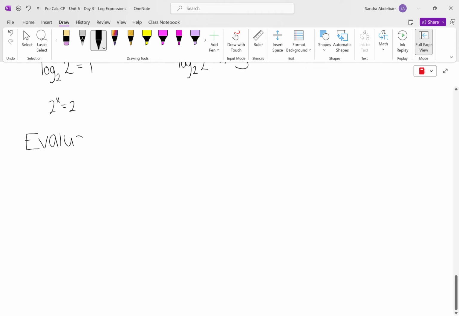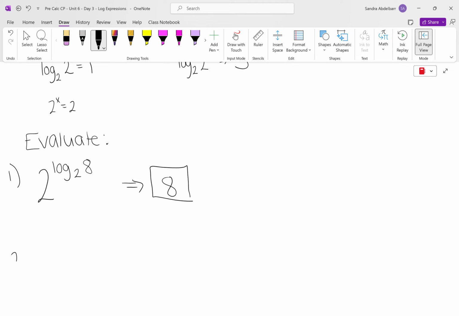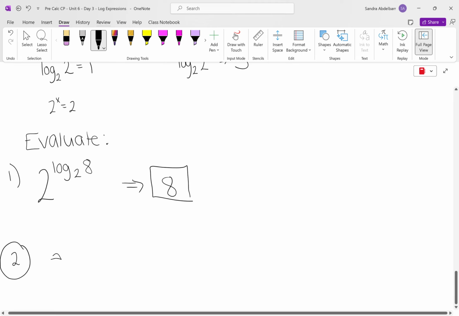Okay, I want us to evaluate. Using the shortcut, 2 raised to the log base 2 of 8. Just 8. Yay, Gianna. All right, next one.